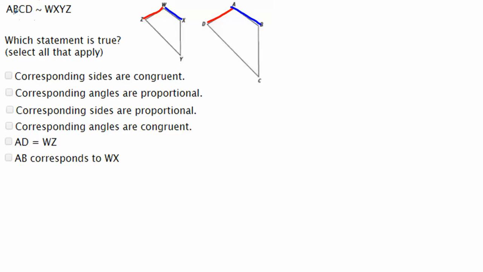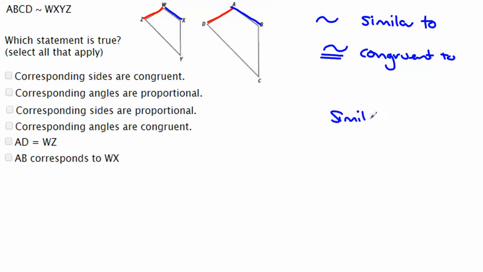You can also tell from the similarity statement. This little squiggly symbol means is similar to. If you have the squiggly with an equals underneath it, that means congruent to. Congruent means exactly the same. Similar means that basically same shape, different size.